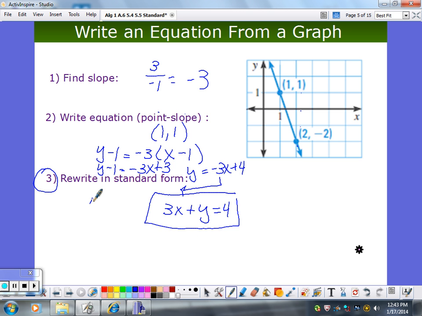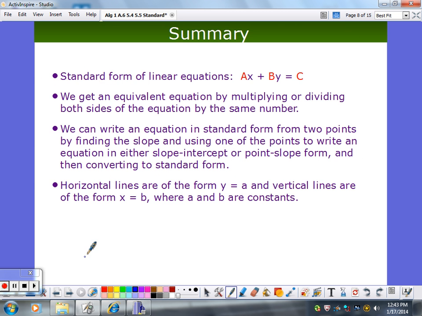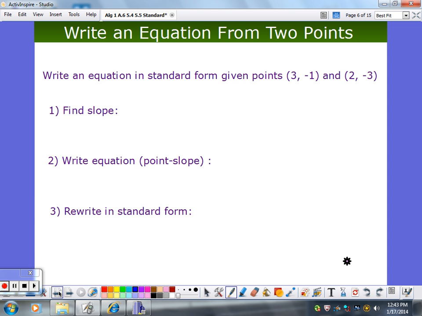Now, is this the best or the simplest form? Well, let's see, do I have any fractions? No. Can this be reduced at all? No. And is it positive up front? Yes. I'm already in best form. That was way too fast.